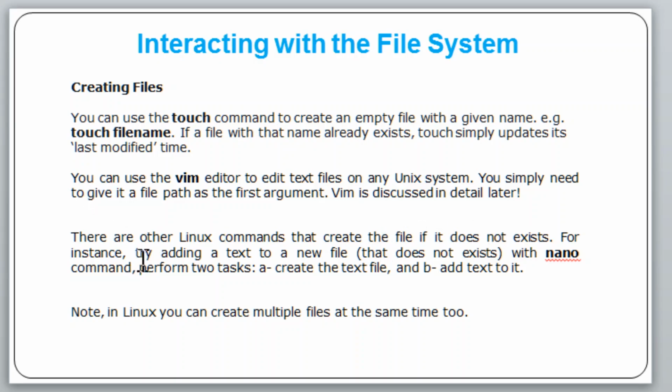For instance, if we try adding text to a new file that does not exist with the nano command, then it'll perform two tasks. A, it'll create the text file, and B, it will add text to it. Just like I said with Vim, if the file doesn't already exist, it's going to open that file for you, create it, and you can start editing it. We can also create multiple files at the same time in Linux, which is helpful.